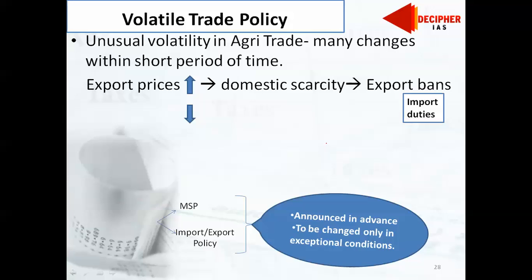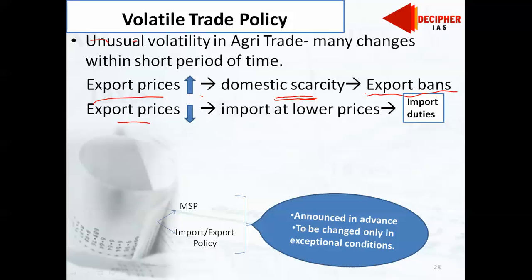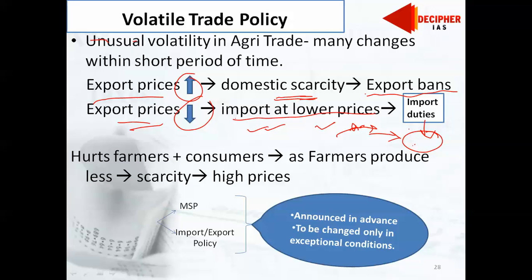So for example, when the export price increases, domestic scarcity happens because farmers would like to export more. So India imposes export bans. But when export prices decrease, imports will happen at lower prices, and India will impose import duties as it will want to prevent the cheaper agricultural products from coming to India, which will affect its farmers. So these kinds of policies hurt farmers and consumers, because as farmers produce less, because of unpredictability of India's policy, there will be more scarcity and hence obviously high prices.